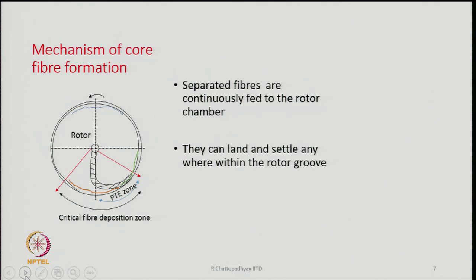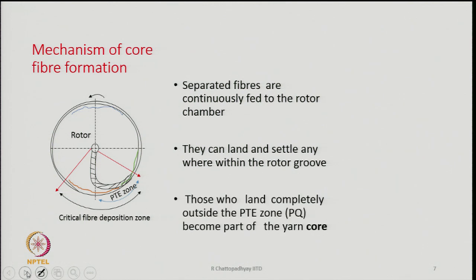The total periphery of the rotor is around 2 pi r, where r is the radius of the rotor. So, the fiber can land anywhere within the rotor groove. Those who land completely outside the PTE zone, as shown here. So, the PTE zone is shown here, PQ, if we write it, then this is the point P and this is the point Q.